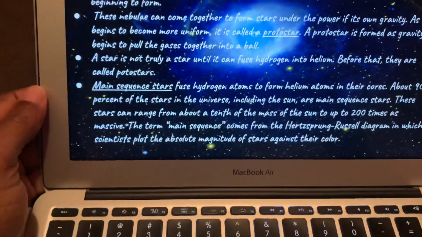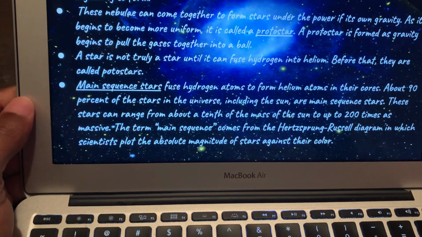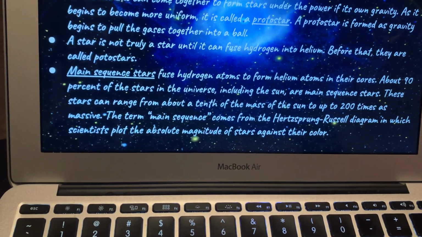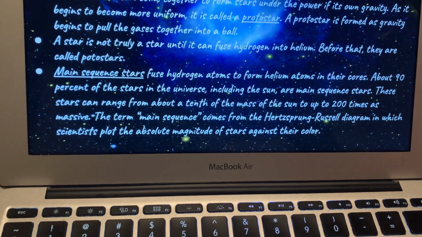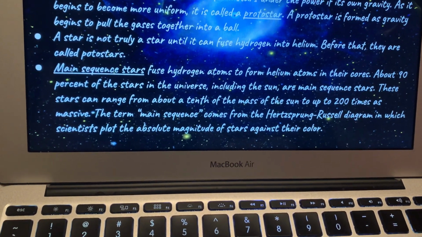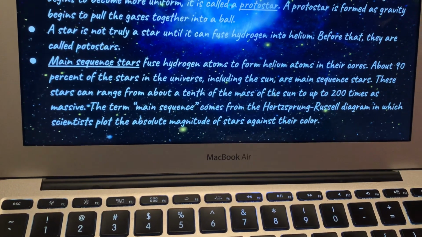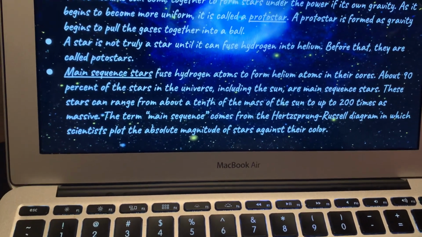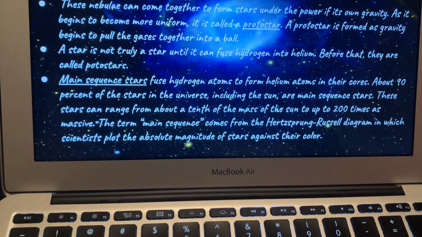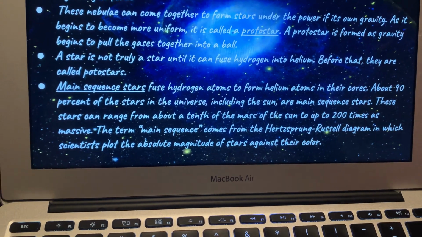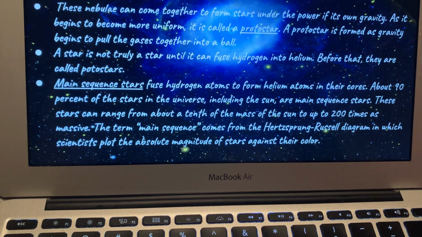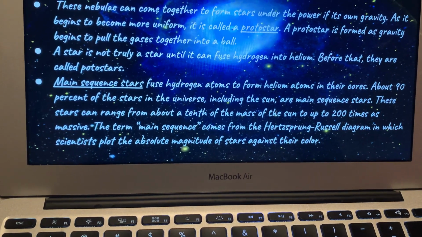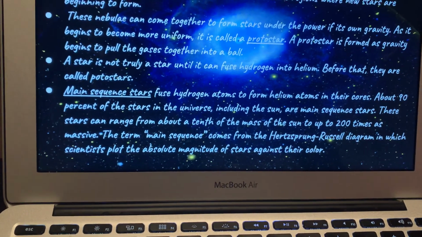So, main sequence stars. Main sequence stars fuse hydrogen atoms to form helium atoms in their cores. About 90% of the stars in the universe, including the sun, are main sequence stars. These stars can range from about a tenth of the mass of the sun up to 200 times as massive. The term main sequence comes from the Hertzsprung-Russell diagram, in which scientists plot the absolute magnitude of stars against their color.